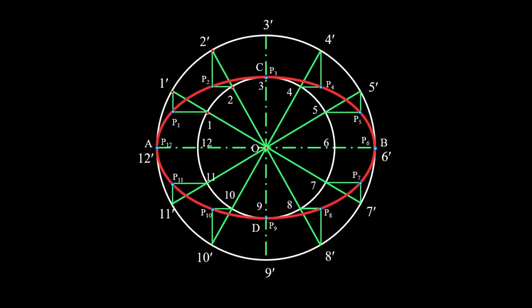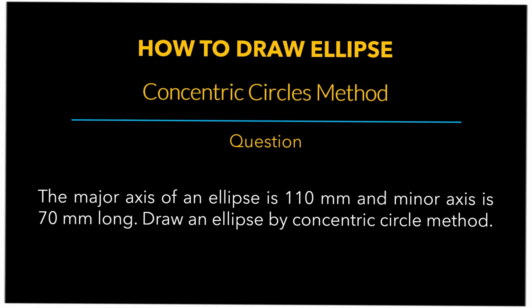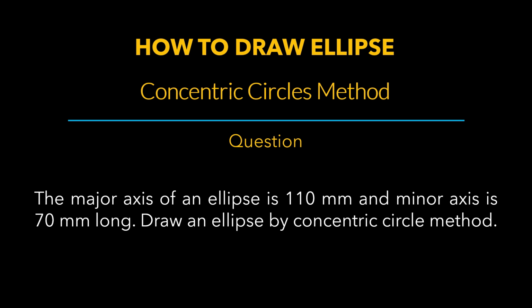In this video, we will learn how to construct an ellipse by the concentric circle method. Let's get started. The question reads like this. The major axis of an ellipse is 110 millimeters, and the minor axis is 70 millimeters long. Draw an ellipse by the concentric circle method.